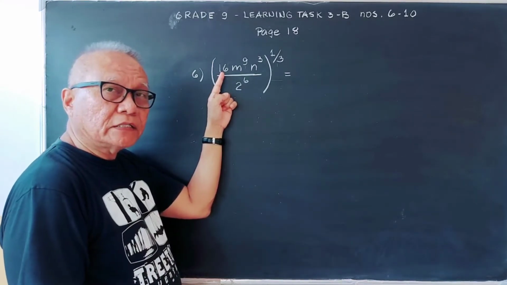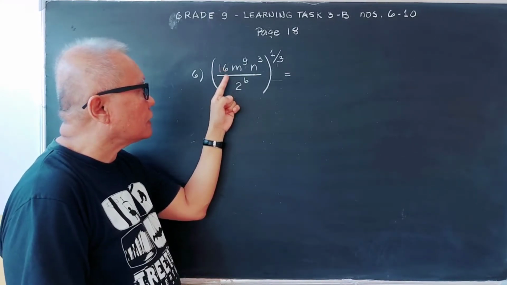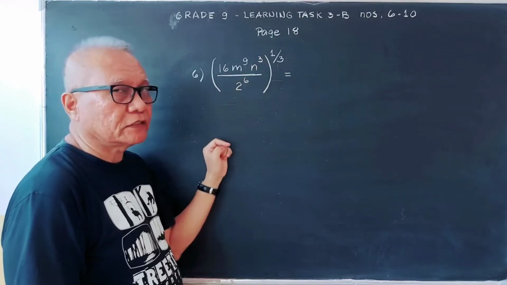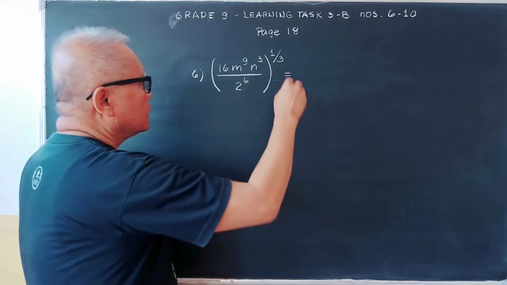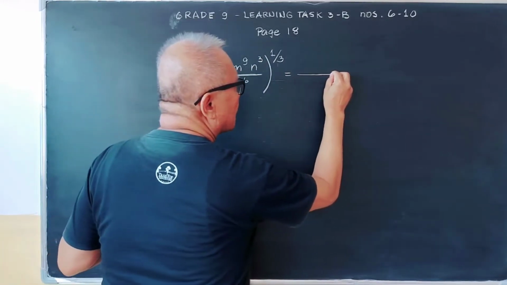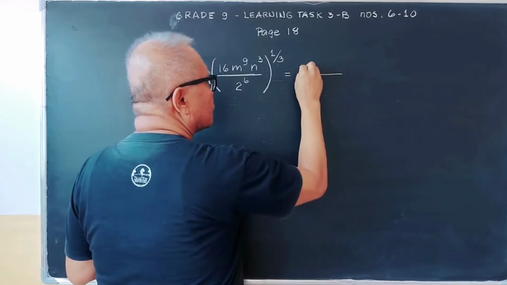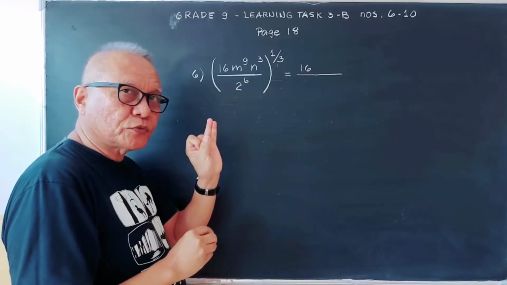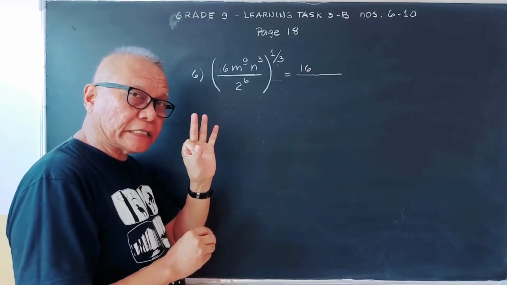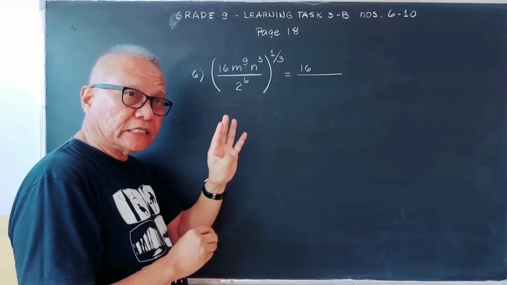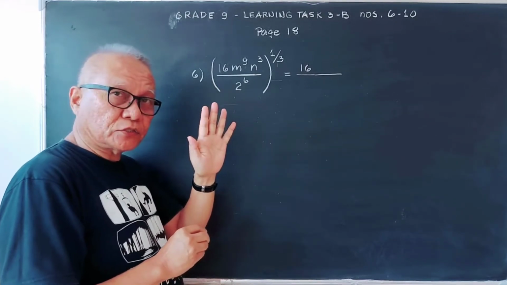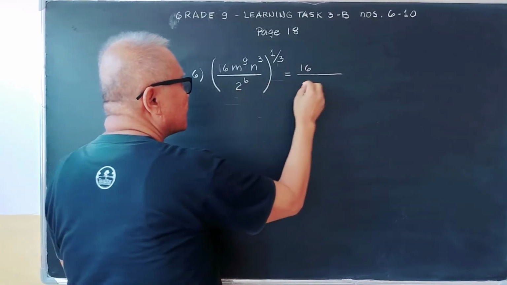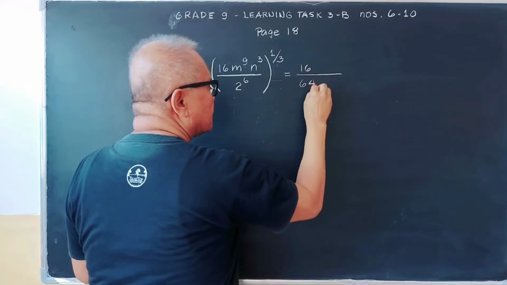Unahin muna natin ang numerical coefficients of 16 and 2 to the 6. I-lowest term muna natin silang dalawa bago natin i-raise to the 1/3. So, 16 pa rin siya. And then, what is 2 to the 6? 2 times 2 is 4, times 2 is 8, times 2 is 16, times 2 is 32, times 2 is 64. So, yung 2 to the 6 ay 64.